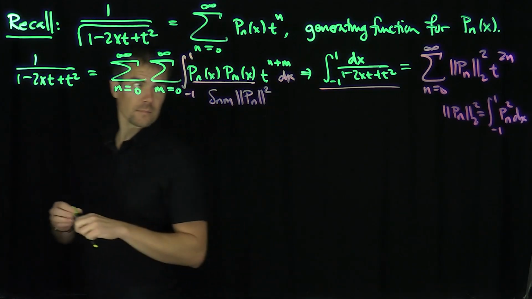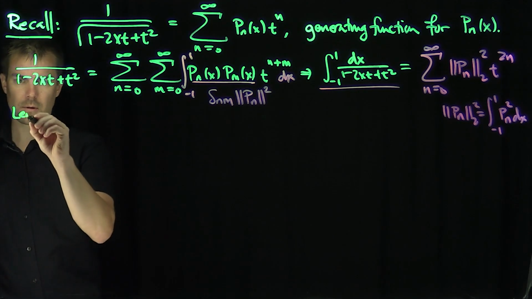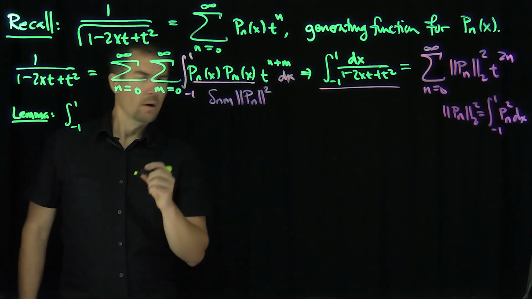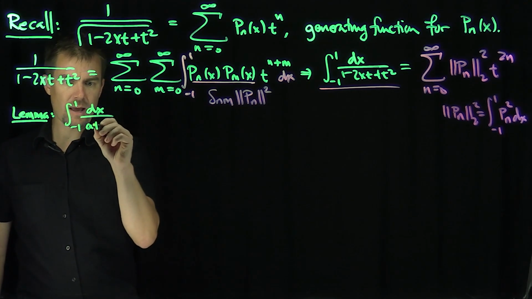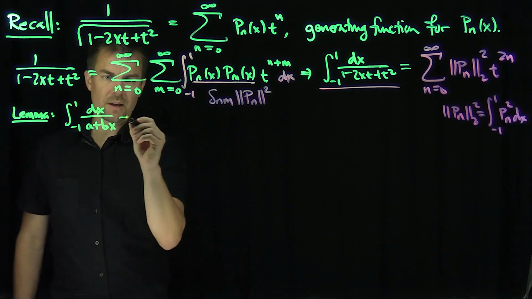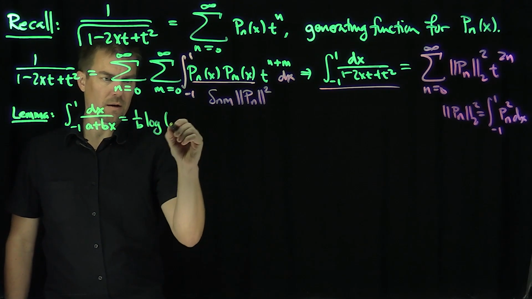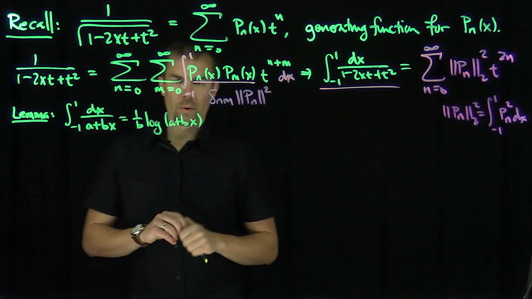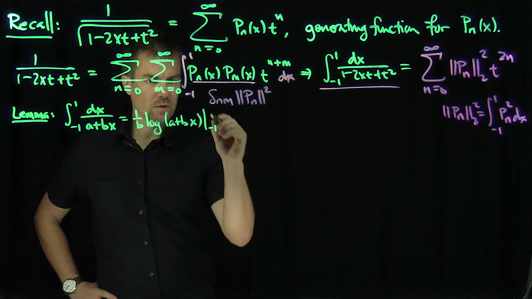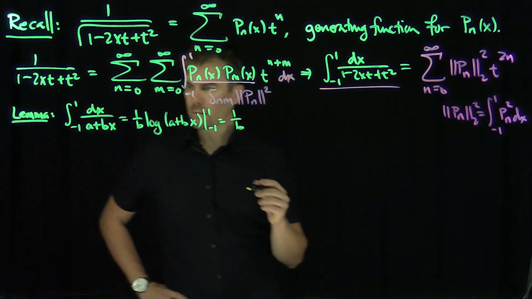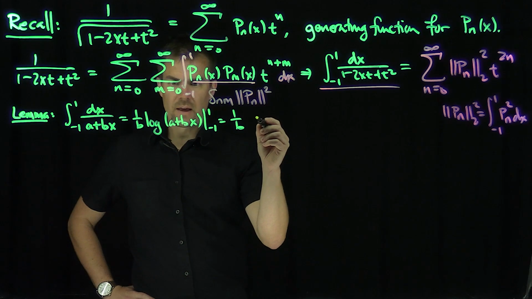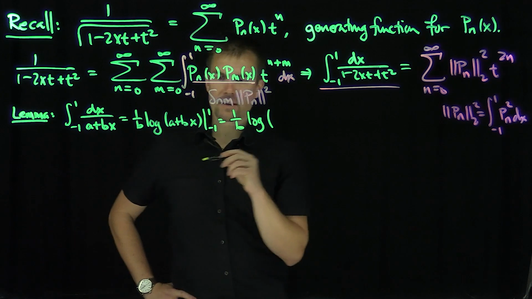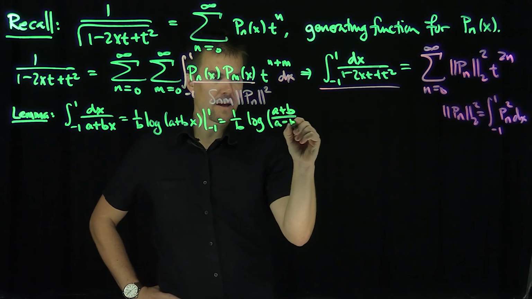So let's do it. So let's recall, let's do the general formula. So here's a lemma. The lemma is that if I integrate from -1 to 1 of just dx over a plus bx, what will this give me? This is going to give me 1 over b log of a plus bx, like that. And then what will we have from -1 to 1? It will be 1 over b, and then a log of a plus b gets a positive sign, and then the log of a minus b gets a negative sign, so I have a plus b over a minus b.